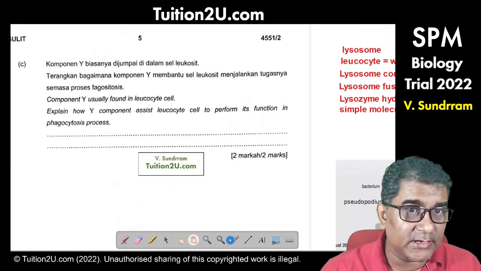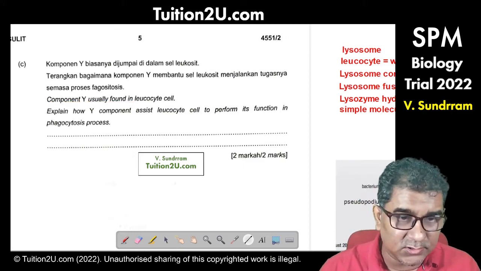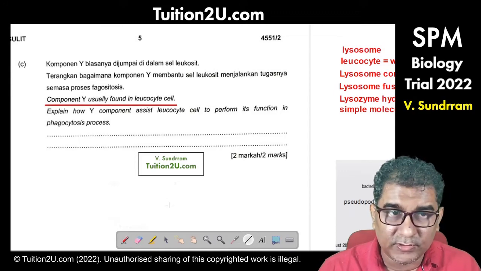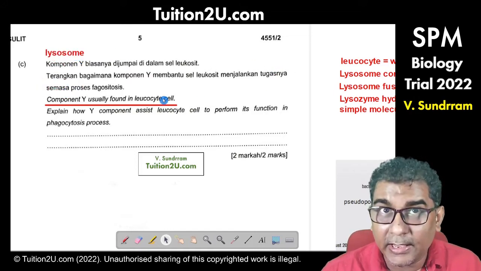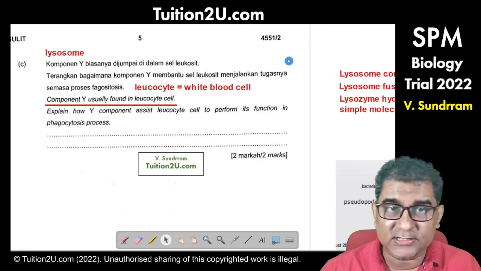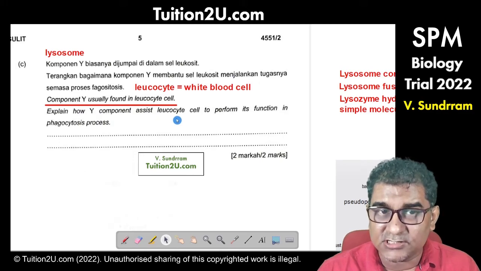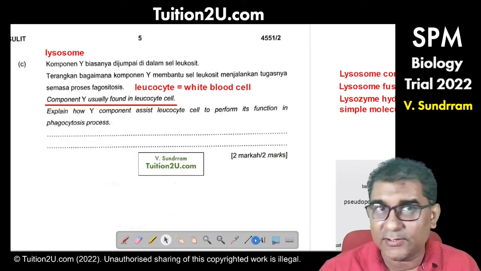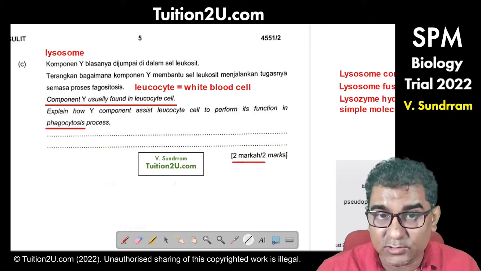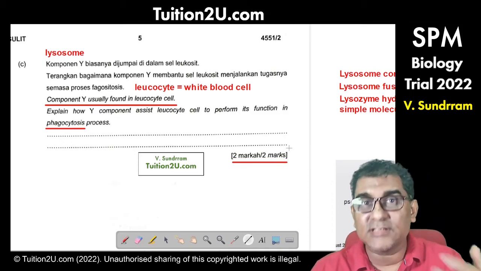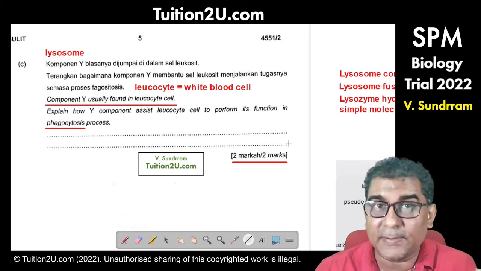The next question mentions that component Y is usually found in a leukocyte cell. We already know from our explanation earlier that component Y is lysosome and leukocyte is actually a white blood cell. The next sentence says: explain how component Y assists leukocyte to perform its function in phagocytosis. It clearly mentions the process is phagocytosis, but it's only worth 2 marks. So how does the lysosome function during phagocytosis that a white blood cell does?